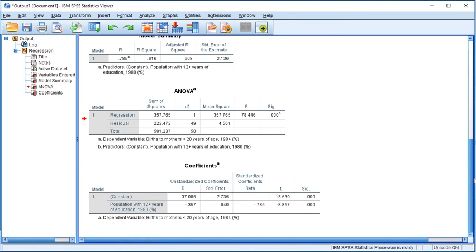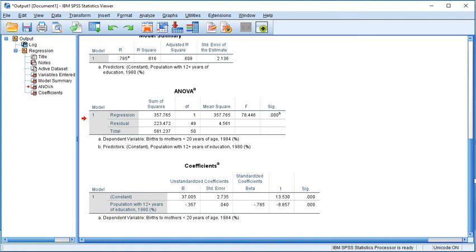You notice the standard error is 0.04 for the regression coefficient. We can generate a t-test for a test of statistical significance for that regression coefficient by taking the unstandardized coefficient of minus 0.357, dividing it by 0.04, and then we end up with a t-test value of minus 8.857.